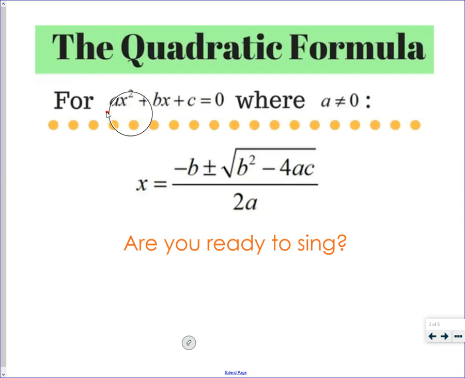But when we have our equations, and today every one of them will be in the right order, the number that's in front of the x squared, that's going to be the a. The number that's in front of the regular x, that's the b. And then the number that's all by itself, the constant, is going to be c. When we start every single problem, we are going to write down a equals, b equals, c equals. Now, this is the quadratic formula.